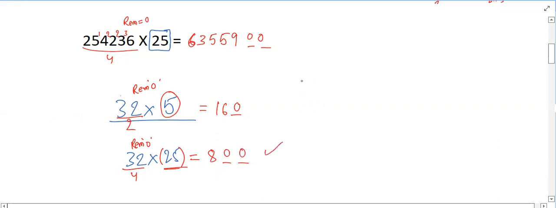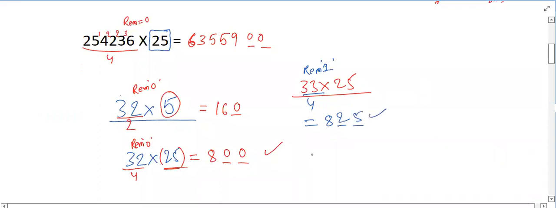Okay, sir. Suppose the question is 33 into 25. In that case, when you divide this number by 4, how many times does it go? It goes the same 8 times, but there will be a remainder of 1. If the remainder is 1, the last 2 digits will be 25. 1 into 25 is 25. So 825 is your answer.